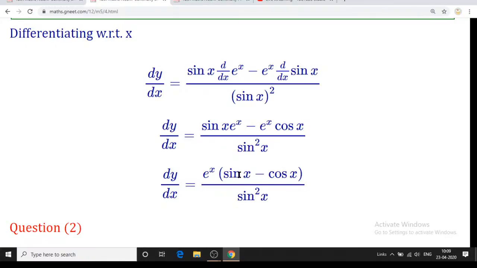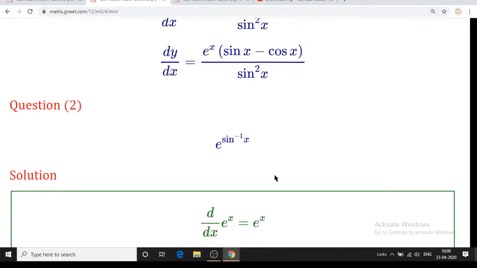We can further simplify this, but this is also the answer. If you want, you can go with sin x upon sin square, that will be 1 by sin, which will give you the cosec. Cos upon sin square will be written as cot x cosec x, that also can be done. But if you keep the answer like this, then also it is considered a correct answer.